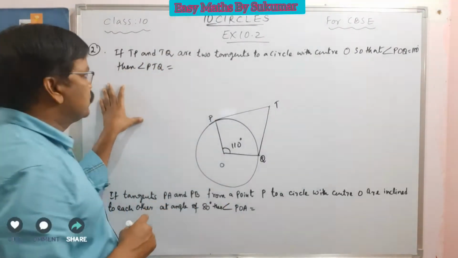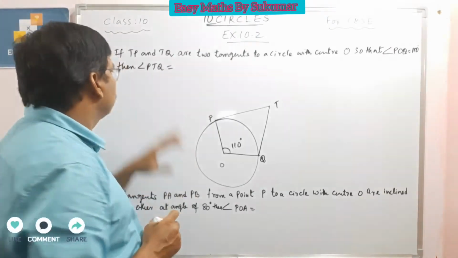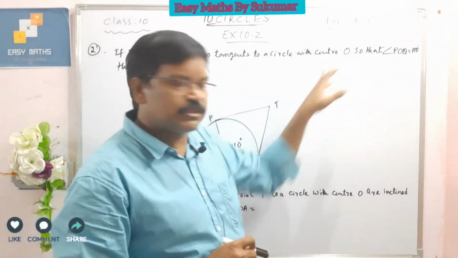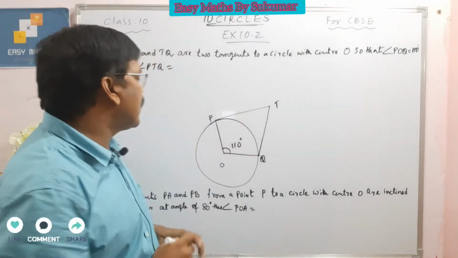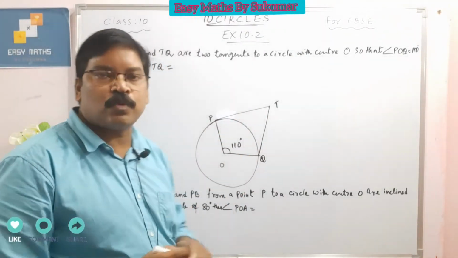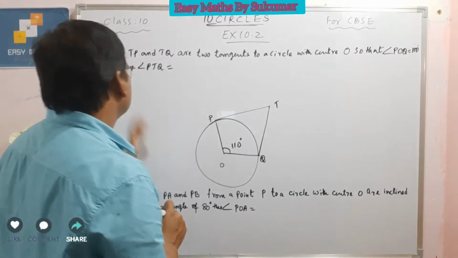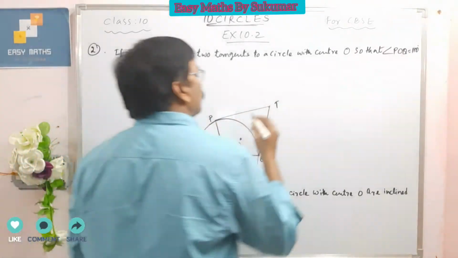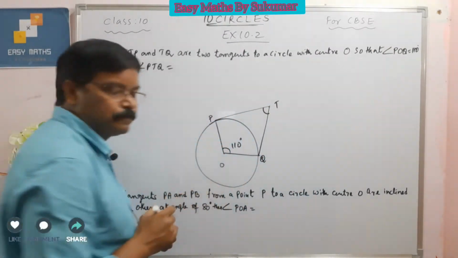Coming to the second bit in this exercise 10.2. If TP and TQ are two tangents to a circle with center O, so that angle POQ is equal to 110 degrees, then angle PTQ is dash. Okay, that means this angle.